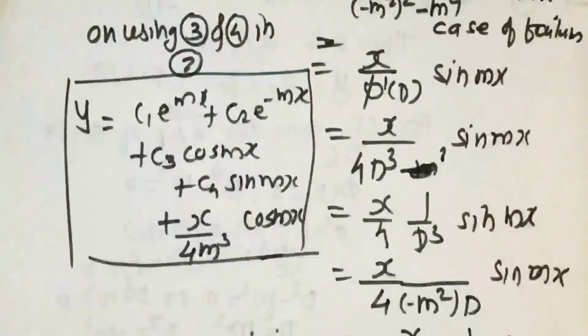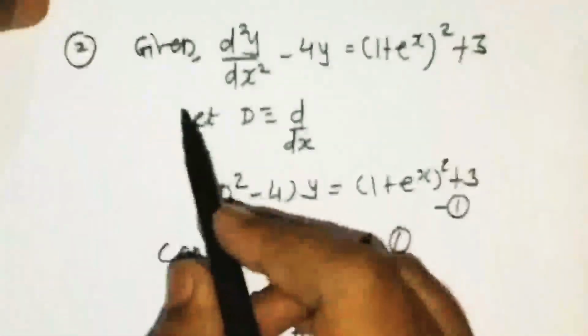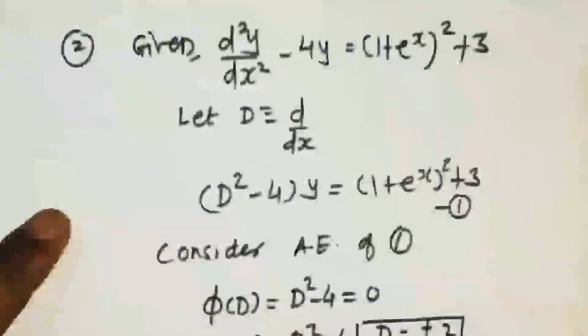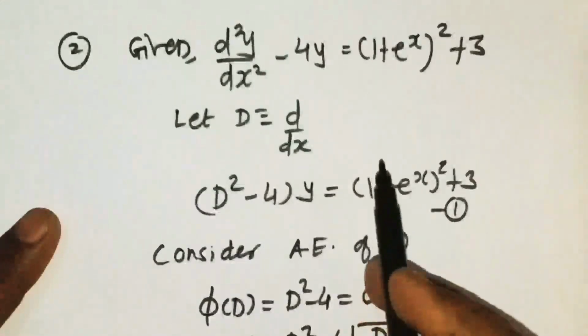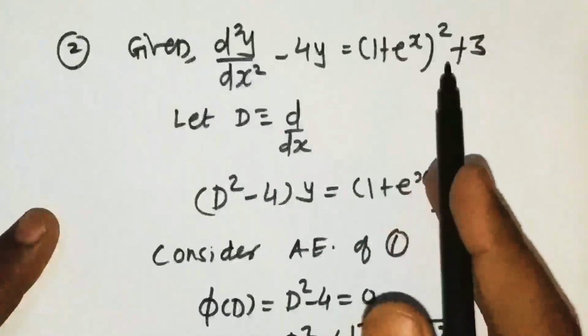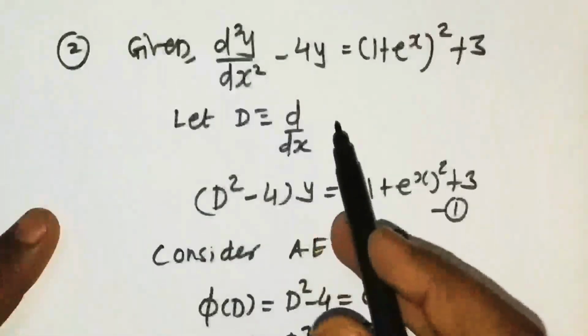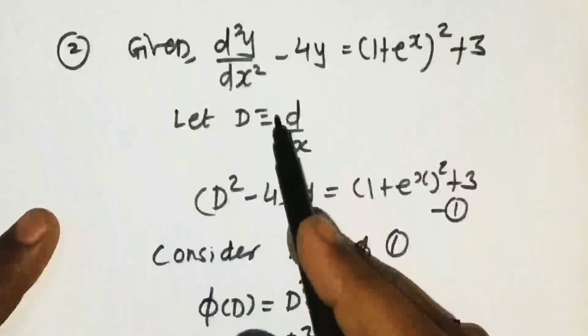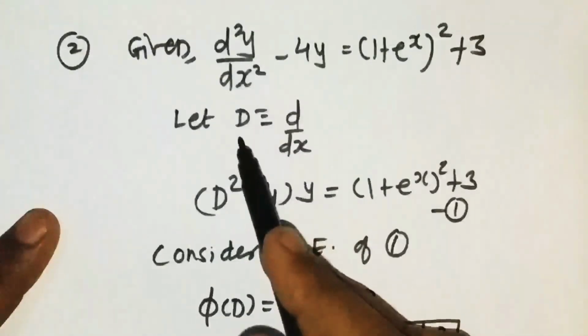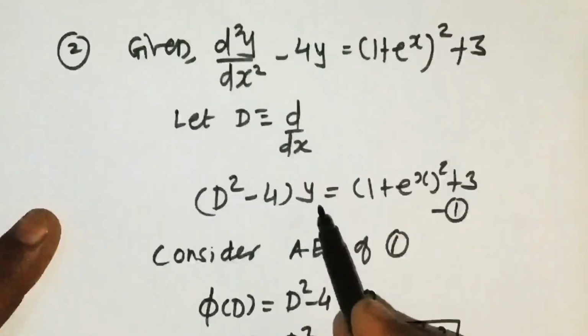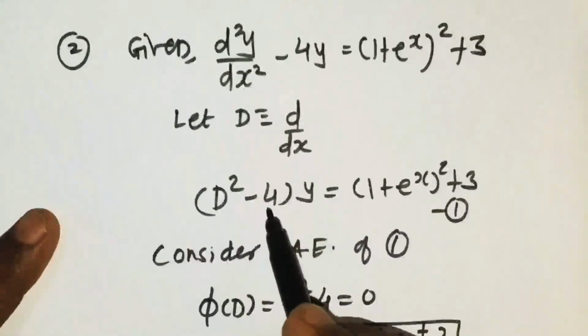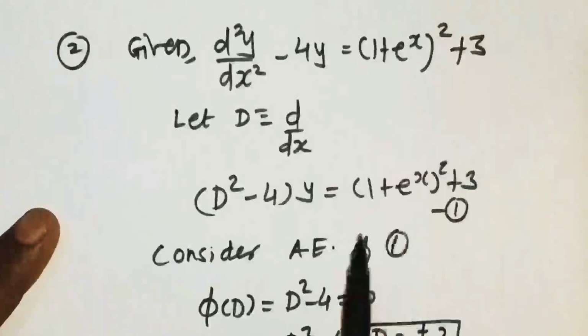Now the next example, this is example 2. d2y by dx square minus 4y equal to (1 plus e raised to x) bracket square plus 3. Here the derivative is in the form of d by dx, so we'll replace d by dx by capital D first. So your differential equation will look like this: D square minus 4 y equal to this right hand side.